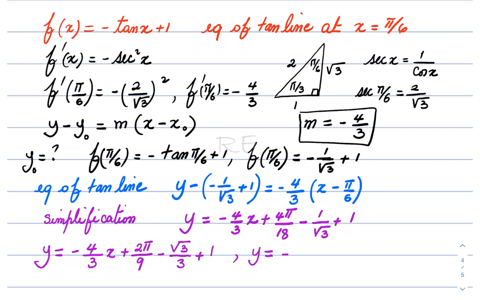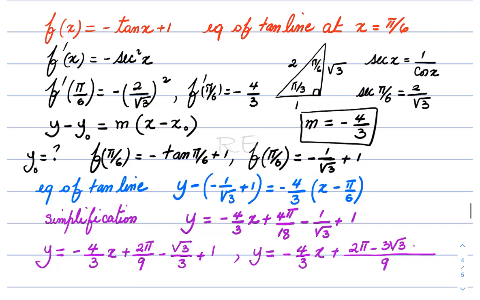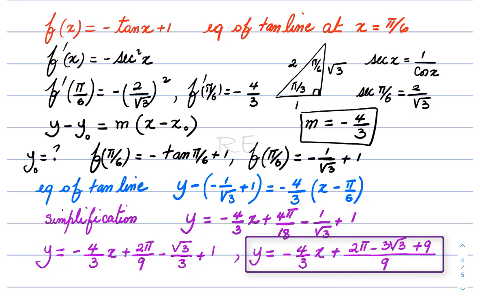Y is equal to negative 4/3 x plus 2 pi. The lowest common denominator is 9. So plus 2 pi minus 3 square root of 3, 3 times 3 is 9, plus 1 is 9, over 9. And this is the final form of the equation.